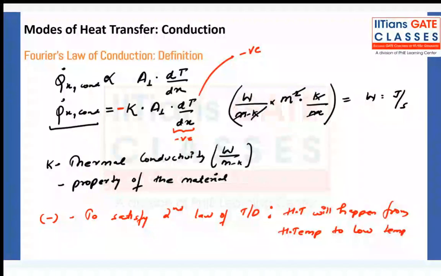So whenever someone asks you why this negative sign, say, sir, it is to satisfy the second law of thermodynamics, because the temperature gradient is negative. As x is increasing, temperature is decreasing, and to get a positive value, we add a minus sign here. Is it clear?